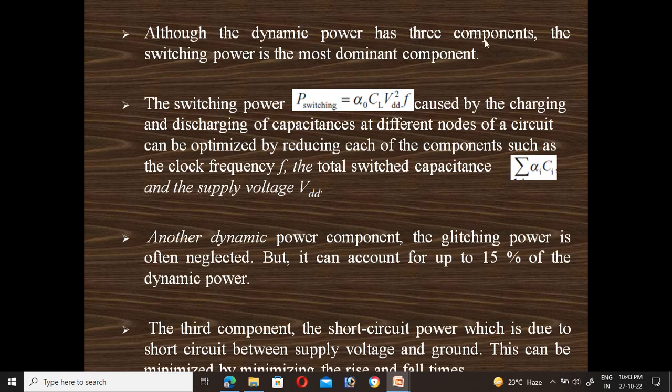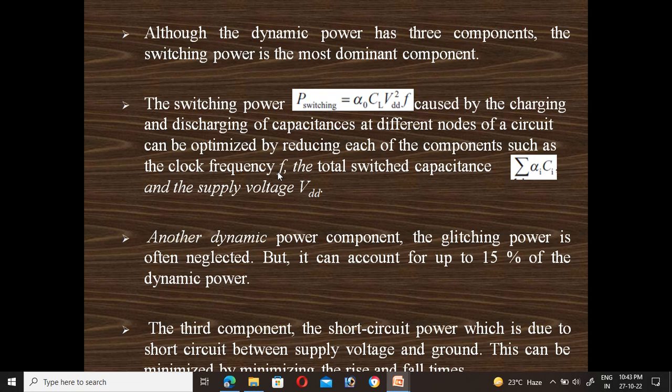Generally three components are present in the dynamic power dissipation. The switching power, caused by the charging and discharging of the capacitances at different nodes of the circuit, can be minimized by considering each component. The dynamic switching power dissipation can be minimized by reducing the clock frequency, the total switched capacitance, as well as the supply voltage. That means these three parameters determine the power dissipation.